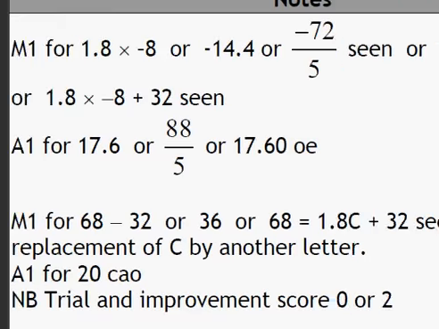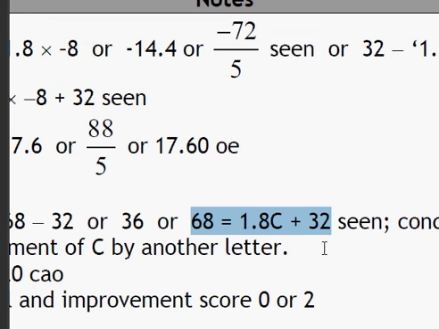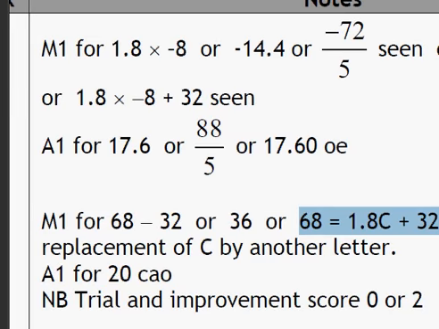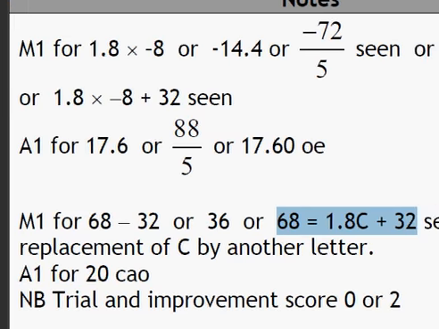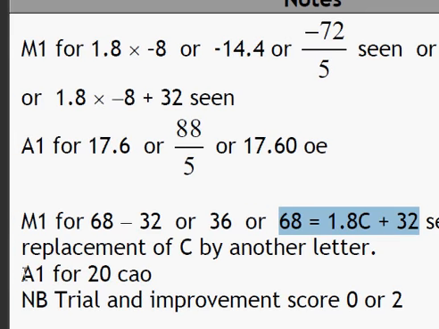Give yourself 1 mark if you wrote down 68 minus 32, or 36, or 68 equals 1.8c plus 32 somewhere. If that's written down somewhere, give yourself 1 mark. Even if you replaced the letter c with another letter, give yourself full marks for 20.